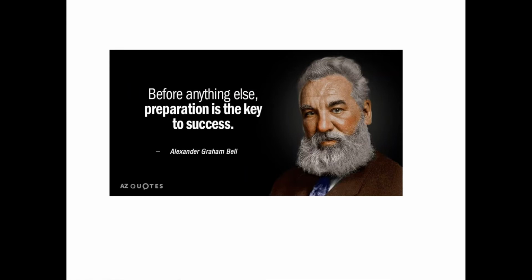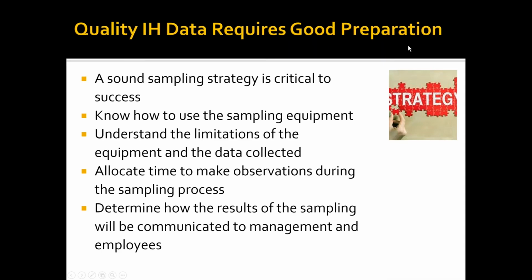Okay, we're going to talk today about the importance of preparing well to do an industrial hygiene survey. And I love this quote from one of my favorite heroes, Alexander Graham Bell, that preparation really is the key to success. And hopefully if there's nothing else you remember today, it's that preparing for good industrial hygiene surveys is absolutely critical. Next slide, please.